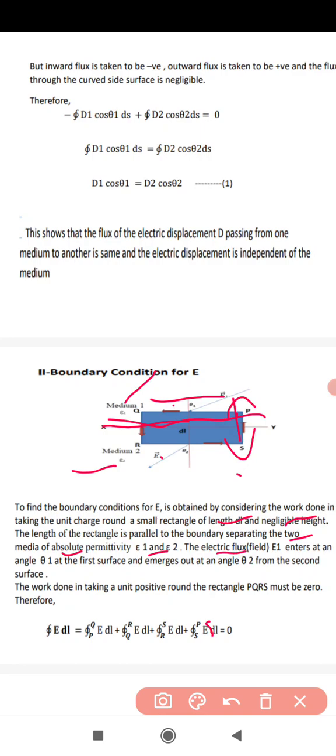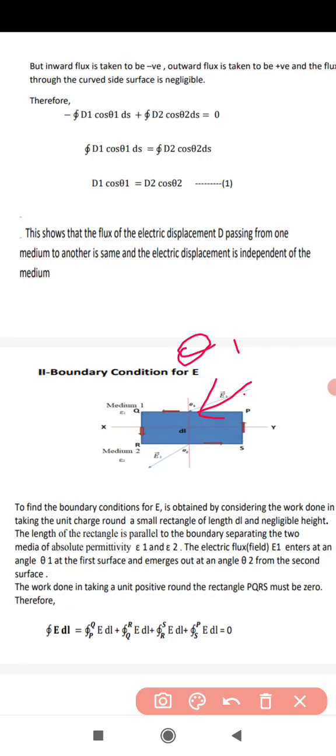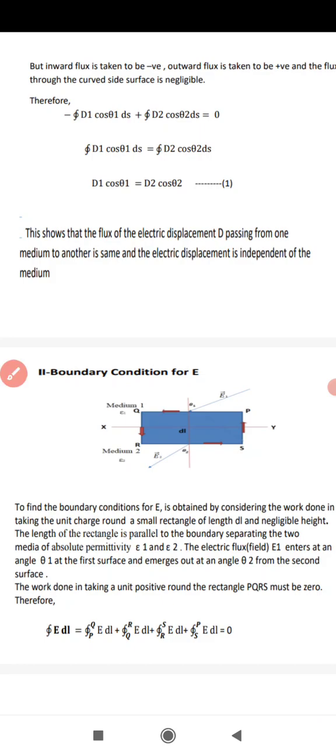The electric field E1 enters from one side at angle theta 1 to the first surface, and this electric field intensity emerges into the second surface, making an angle theta 2 with the second surface.